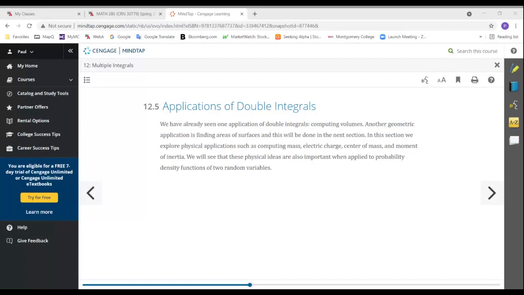Okay, so in section 12.5, they talk about applications of double integrals. And double integrals have many different applications. One of the applications is to compute the probability involving what's called a bivariate normal distribution. And they have an example. They talk about probability in example 5 and in example 6. They even talk about expected values.